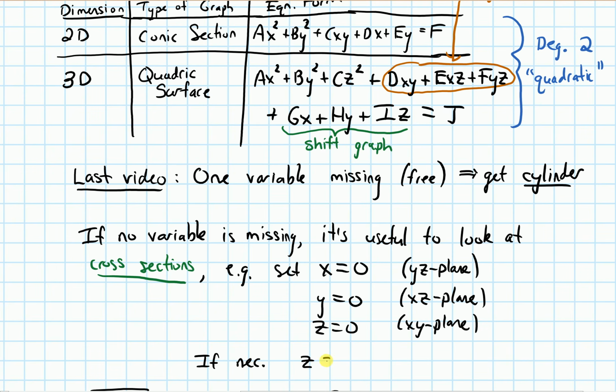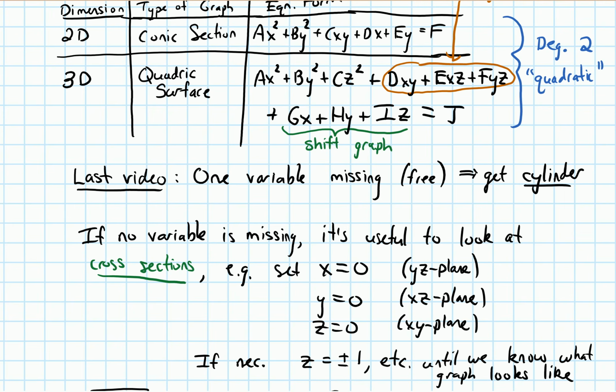Okay, and then after that, if necessary, we could look at other examples like z equals +1 or -1, and we keep going like this, etc., until we know what the graph looks like. So it's not always set in stone that we'll look at z equals +or -1. Sometimes we may have to do a different variable like x equals +or -1 or y equals +or -1, and we might continue like do +or -2 or +or -3. It just kind of depends on the problem. All right, so let's start looking at an example.